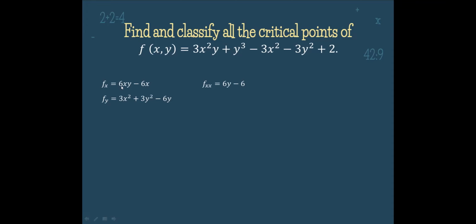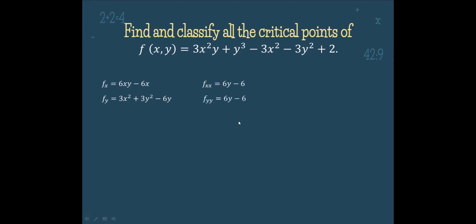So with respect to x, therefore we have 6y, and we have 6. Now, why 6y? Because y is considered as a constant here. So we have 6y as the coefficient of x, therefore our derivative here is 6y. And for the second term, we have negative 6x, so that is negative 6.